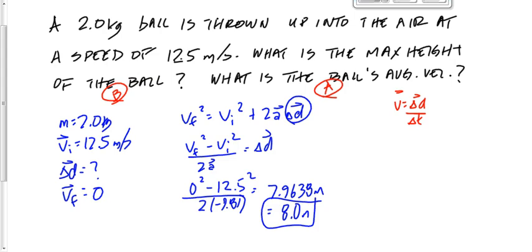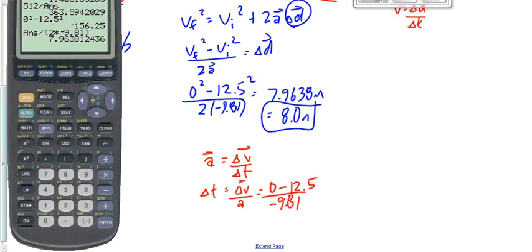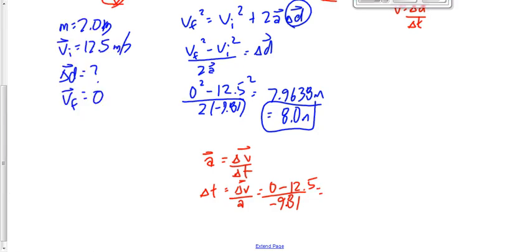Let's say something like, I don't know, A is equal to delta V over delta T. Delta V is what? Final 0 minus initial 12.5 over the acceleration of negative 9.81. So we're going to say delta T is 12.5 divided by 9.81, which gives me 1.274. All right, there you go. That's how long it takes to go up there.